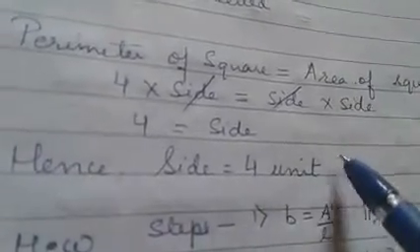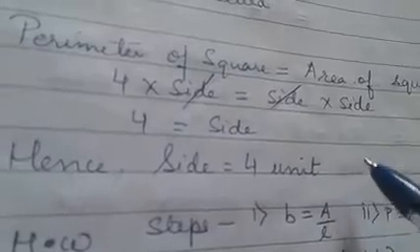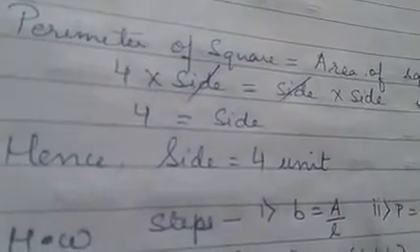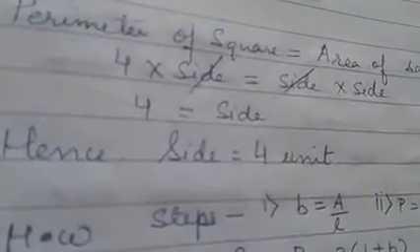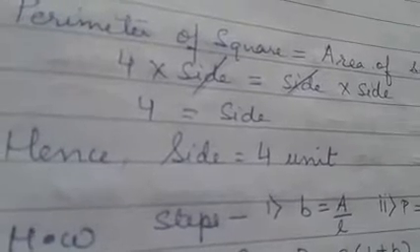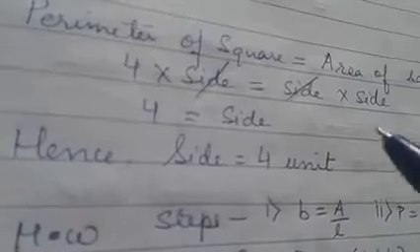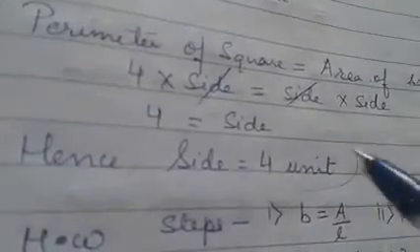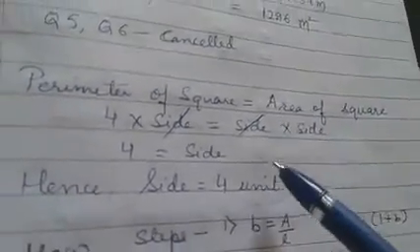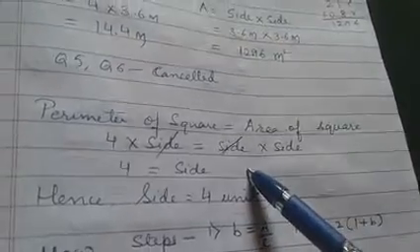Why unit? Because it is not mentioned whether it was in centimeter or meter. But since it is a side, it will have some unit. It can be in mm, it can be in cm, it can be in meters. So I have written here unit. Just go through it 2-3 times, you will understand it.